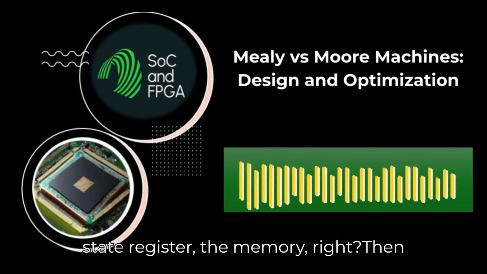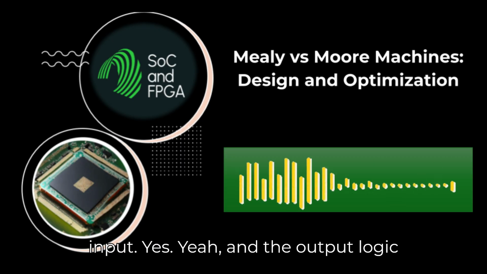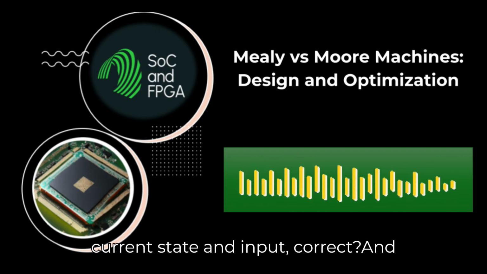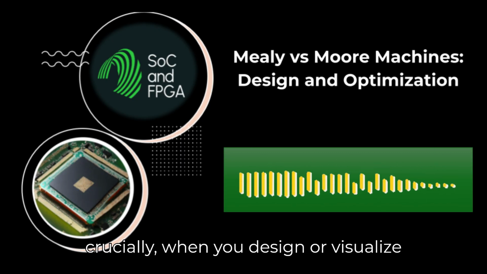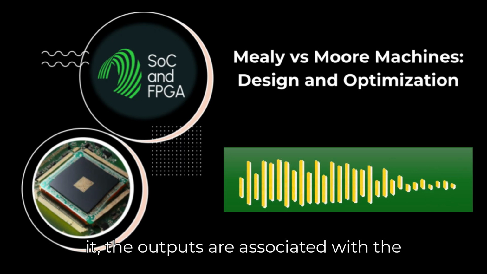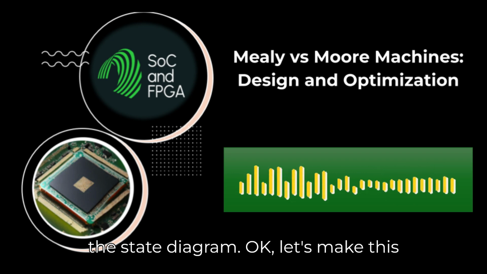Flip-flop. Right. Then the next state logic, figuring out where to go next, based on current state and input. Yes. And the output logic, figuring out the output, also based on current state and input. Correct. And crucially, when you design or visualize it, the outputs are associated with the transitions between states, the arrows on the state diagram. Okay, let's make this concrete.